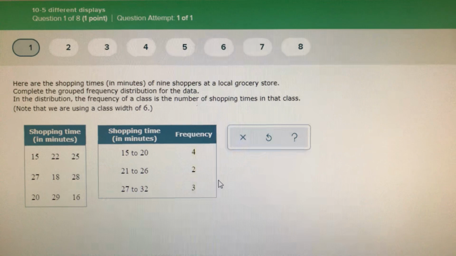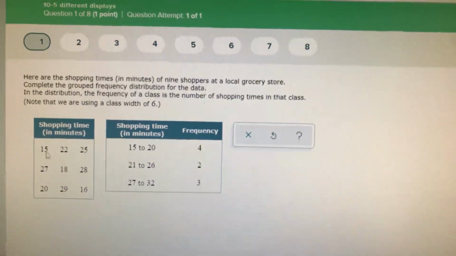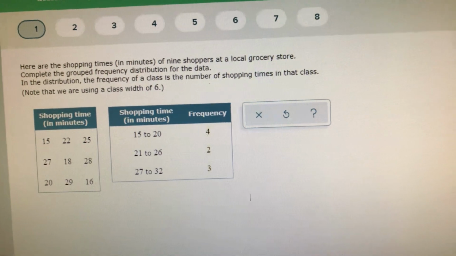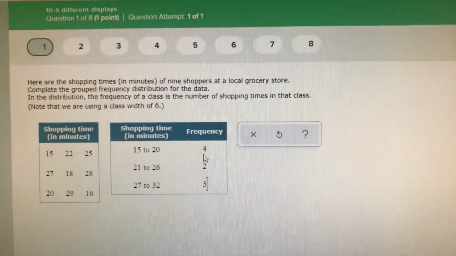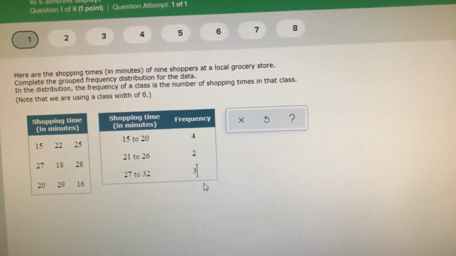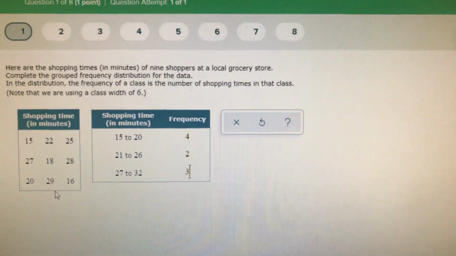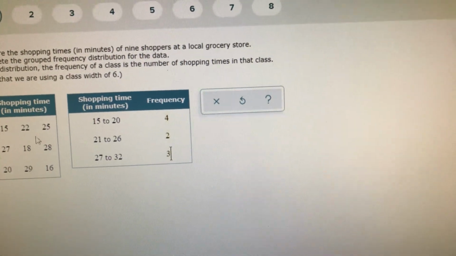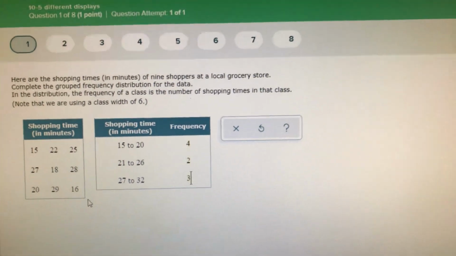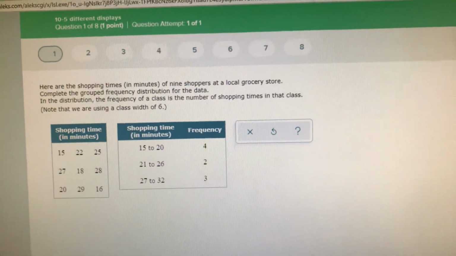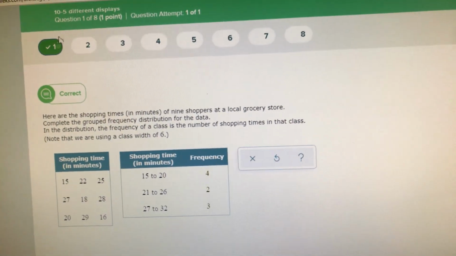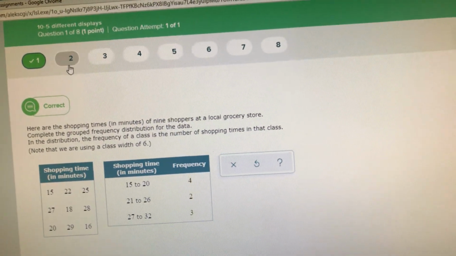Now, what is important here is to double check. There are 9 shoppers, so these numbers should add up to 9. 3 plus 2 is 5, plus 4 is 9. So this adds up to 9, and I didn't miss any of them. If this adds up to any number other than 9, I counted one twice or I forgot one. So it's just how many times a number is there, like a tally chart, but you put the total.